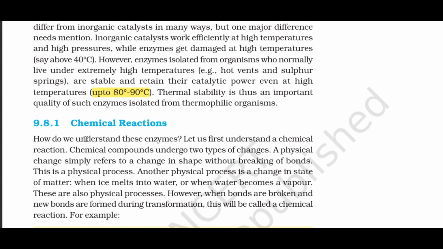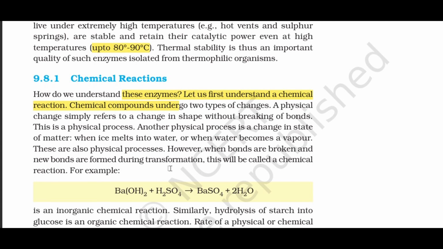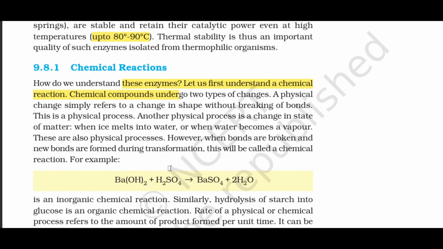Chemical reactions. How do we understand these enzymes? Let us first understand a chemical reaction. Chemical compounds undergo 2 types of changes. A physical change simply refers to a change in shape without breaking of bonds. This is a physical process. Another physical process is a change in state of matter, when ice melts into water or when water becomes a vapor. These are also physical processes.